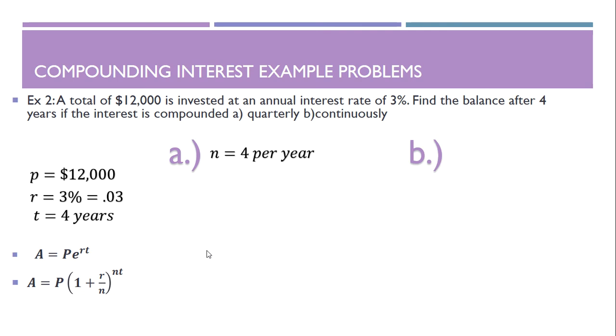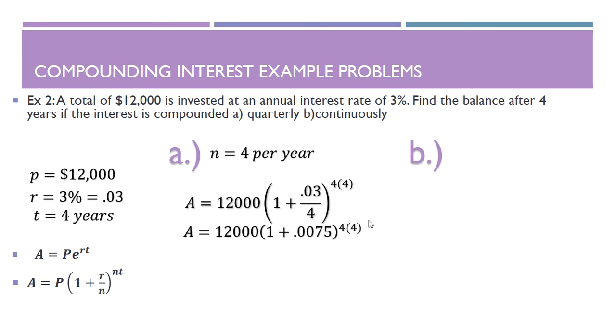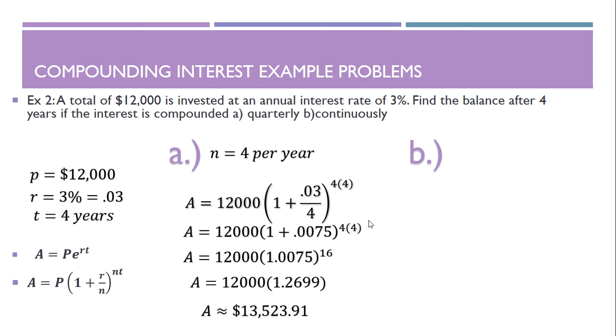So for A, n is 4 times per year because it is quarterly. So here I use this formula since we are compounding quarterly, and I plug in the info. Just like I did before, I'm going to divide the fraction first, and then I'm going to add together what's in parentheses as well as multiply the exponent. Next, I am going to raise what's in parentheses to the power of 16, and then I multiply, I get $13,523.91.